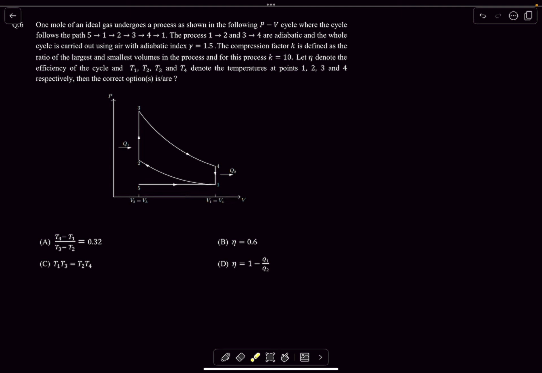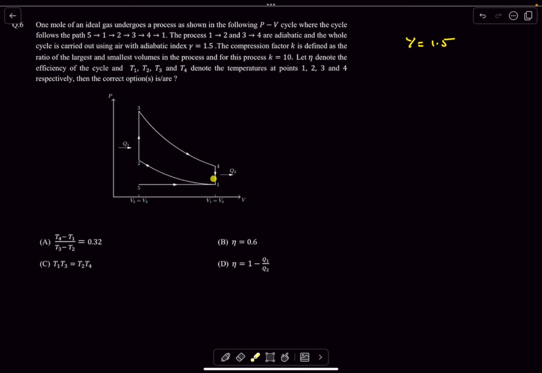Okay, so the processes 1 to 2 and 3 to 4, which correspond to these two processes, are given to be adiabatic, and the whole cycle is carried out using air with an adiabatic index of 1.5. So the value of gamma is given to be 1.5. Now the compression factor K, which is defined as the ratio of the largest and the smallest volume in the process, is given to be K equals 10.